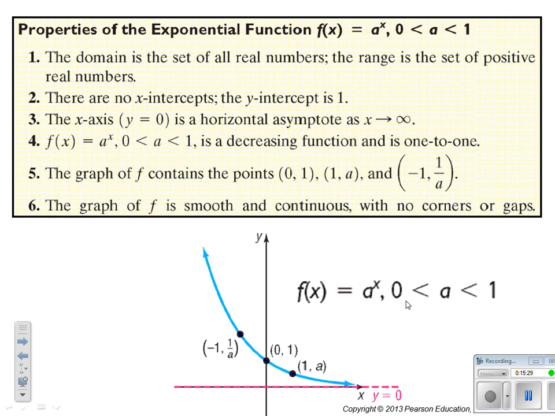F of x equals a to the x, as long as a is between 0 and 1, is a decreasing function, and it is 1 to 1. The following still applies. It still contains the points (0, 1), (1, a), and (-1, 1/a). The graph is smooth and continuous with no corners or gaps. So essentially the same as the one previous, except for the horizontal asymptote.